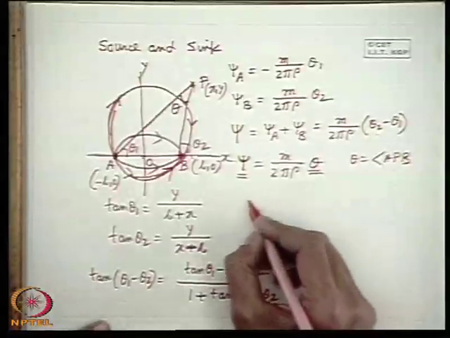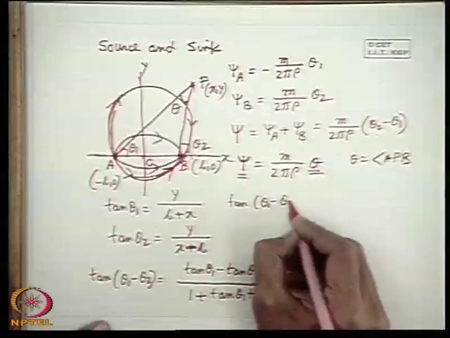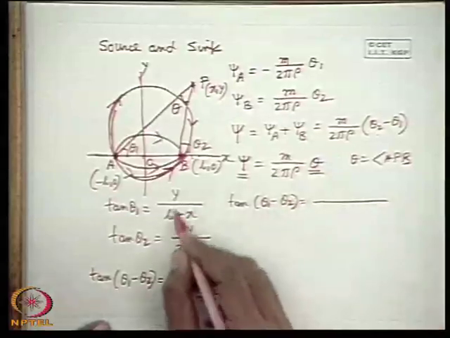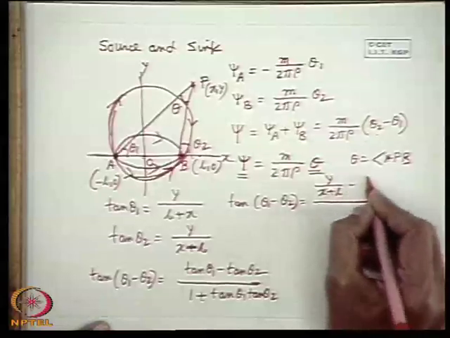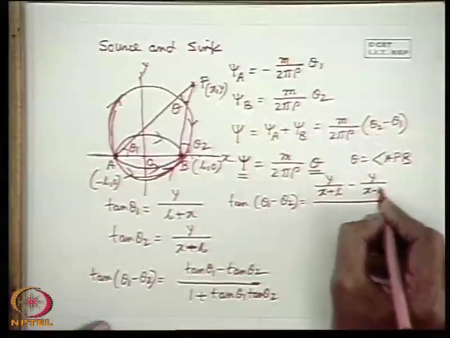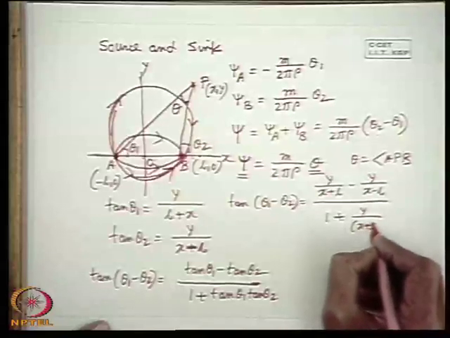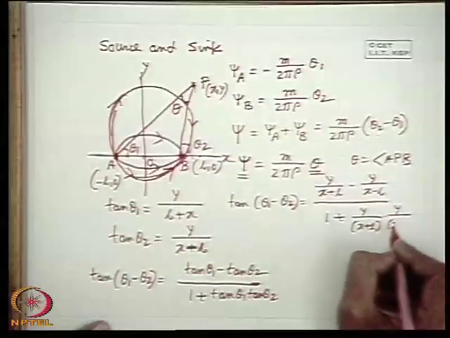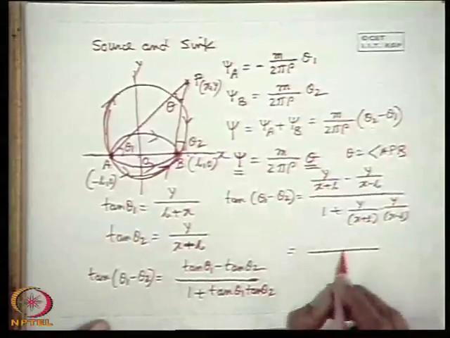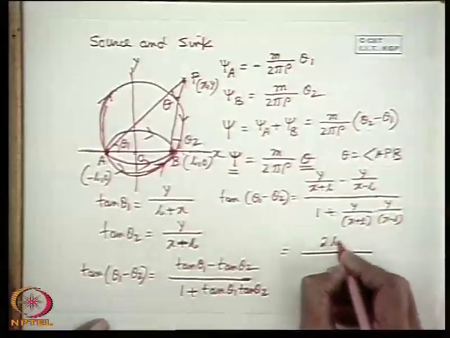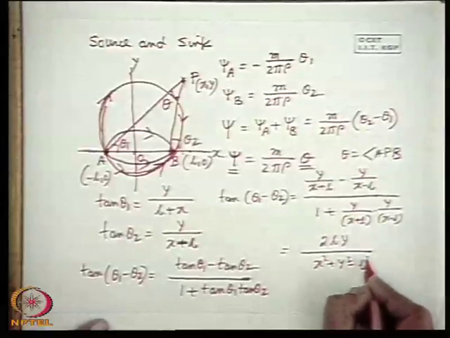So therefore we can write tan of theta 1 minus theta 2 is equal to, if you replace this, y over x plus b minus y over x minus b divided by 1 plus y over x plus b into y over x minus b. If you simplify it, it will come 2by divided by x square plus y square minus b square.